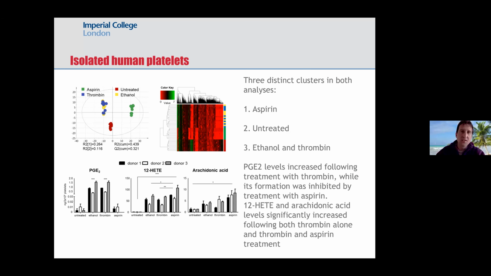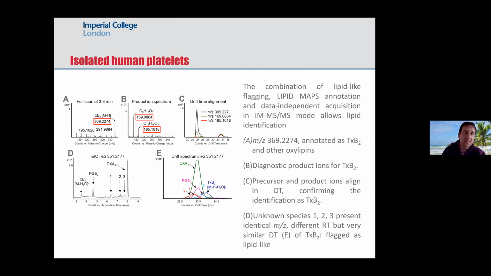Probably of more interest is when we look at platelets and platelet activation here. And the reason for that is that we can recreate the known biology that's present here. So we're looking at platelet activation on its own, and then also with aspirin treatment to look at different eicosanoids that are being produced. But we can also begin to detect some novel lipid species which are eicosanoid-like and aren't there in our library.